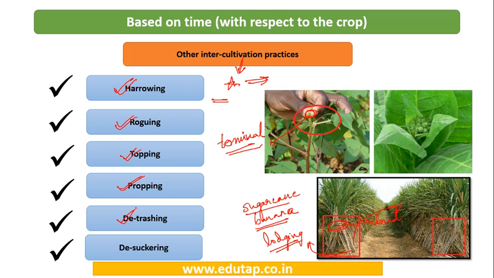Then you have detrashing. Detrashing is the removal of old leaves in sugarcane or maybe other plants as well. Then you have desuckering. There are certain structures which are called suckers, for example in tobacco. These suckers are, you can say, vestigial organs, or they are actually not useful for anything. But since they are part of the plant, they keep sucking up important nutrients. That is a wastage, right? So we need to remove these parts of the plant, and that removal is known as desuckering. Now we have seen important intercultivation practices and we know on a broader level what they mean.